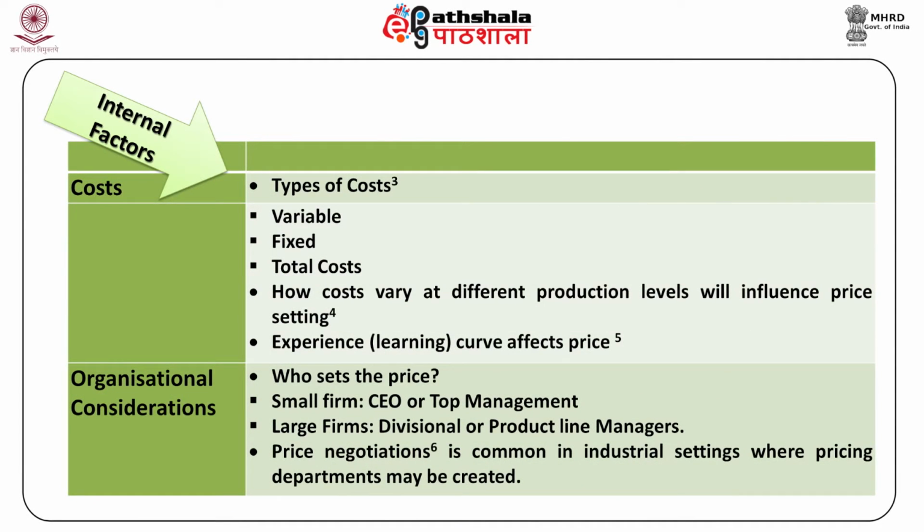Costs, types of cost includes variable cost, fixed cost and total cost. How costs vary at different production levels will also influence price setting. Experience or learning curve also affects price. Organizational considerations include who sets the price. In small firm, CEO or top management. In case of large firm, divisional or product line managers. Price negotiations is common in industrial settings where pricing departments may be created.